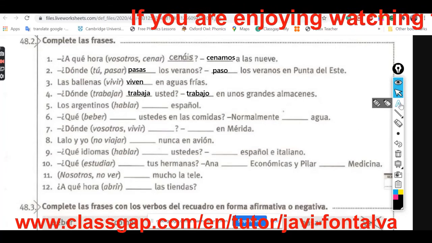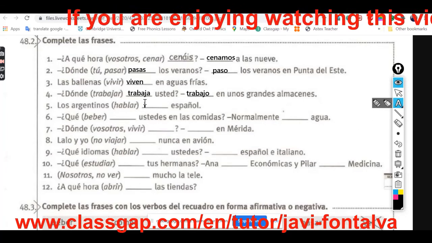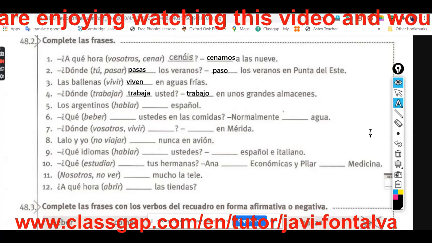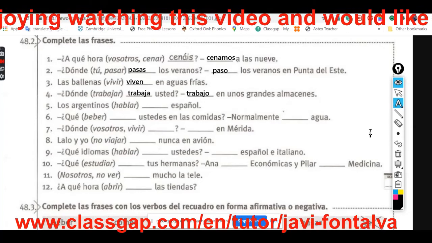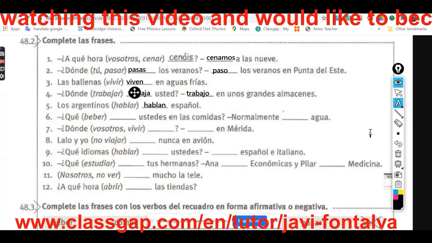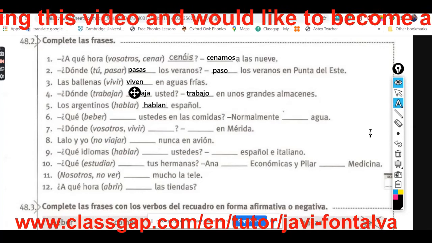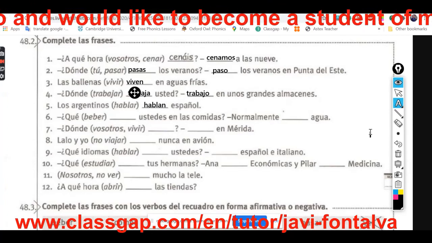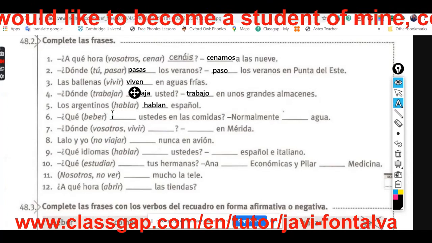Okay, number 5. Los argentinos hablan español. What does this mean? The Argentinians speak Spanish. Perfect. Next one, 6.